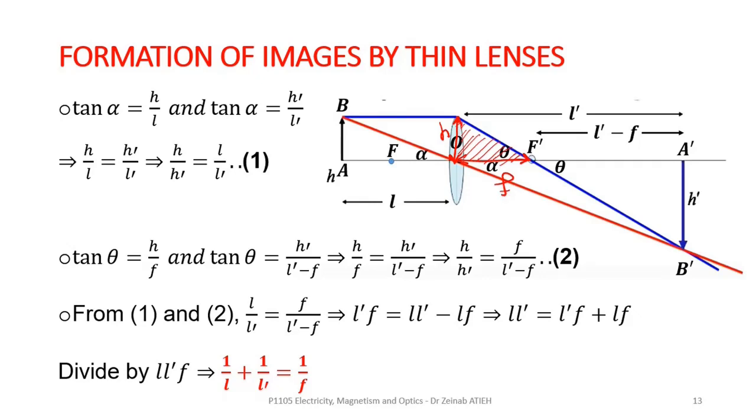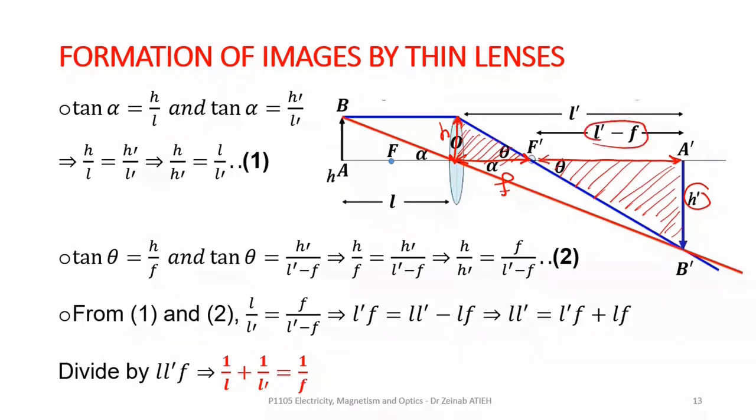So tangent alpha will be h over F, because from O to F prime is simply F. And the height that I've drawn up, it's AB, which is equal to h. Okay, I will choose another triangle, this one, and I will also calculate tangent theta. Tangent theta is equal to h prime over this distance. So this distance is simply L prime minus F.